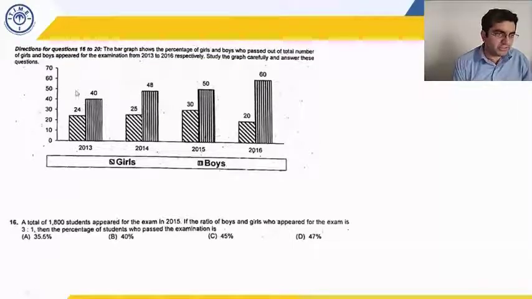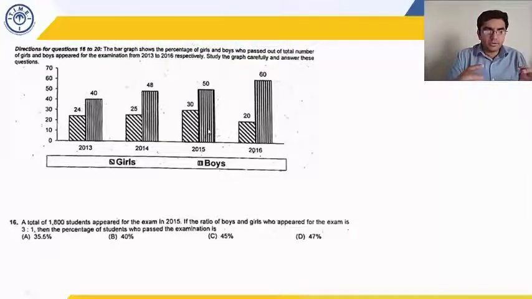Okay. So in 2013, out of 100% girls, 24% girls passed. And out of 100% boys, 40% boys passed. In 2015, for example, out of the total number of girls, 30% girls passed. Out of the total number of boys, 50% boys passed. But what you do not have is the total number of students or the number of boys and the number of girls. You only have percentages. So let's try to solve these questions. Please solve question 16. Take 30 seconds.